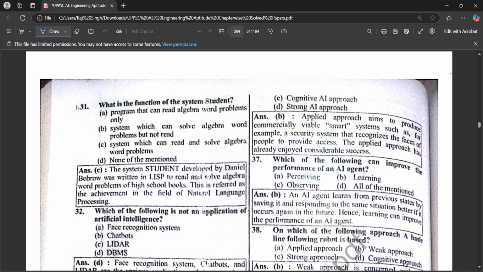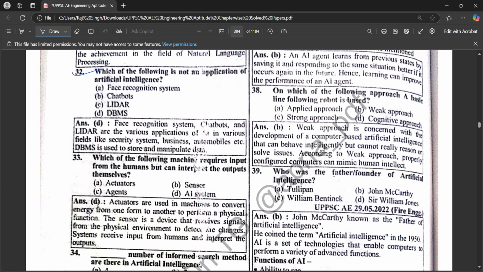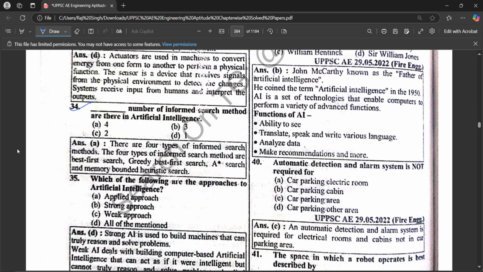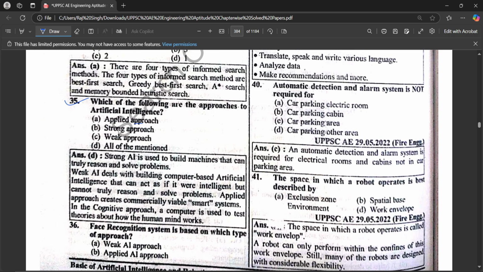Next question is, what is the function of the system STUDENT, which is the system which can read and solve algebra word problems? Which of the following is not an application of a DBMS? Next, which of the following machines requires input from the human but can interpret the output themselves, which is AI system? Dash number of informed search methods are there in artificial intelligence, 4. Which of the following are the approaches of artificial intelligence? So applied approach, strong approach, weak approach, and all of the mentioned.